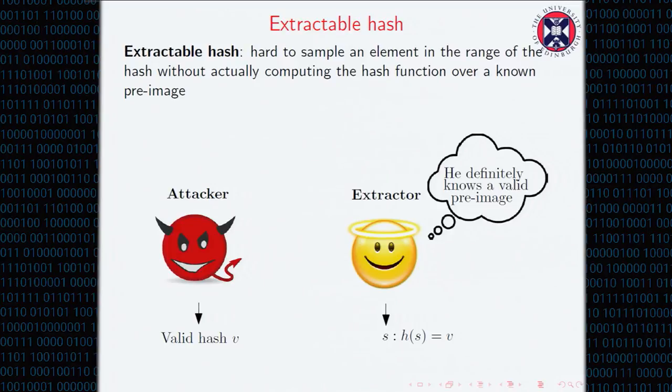So assuming the hash is extractable, then the attacker must know a valid preimage for V. Otherwise, he cannot output a valid hash value V. So using this attacker, we have an extractor. The extractor has access to the code of the attacker, and he's able to extract a valid preimage for V. This is the idea of extractability, of extractable hash in general.